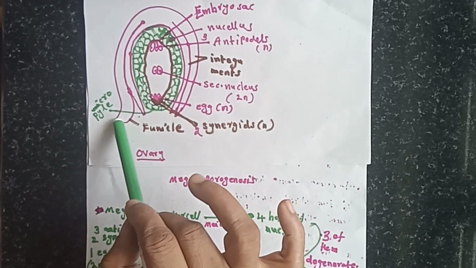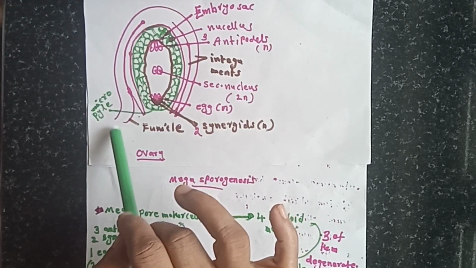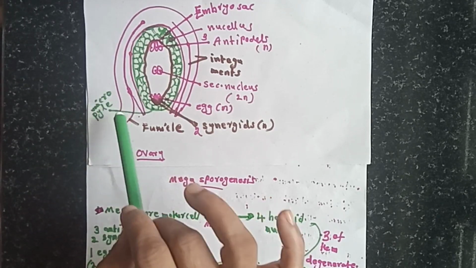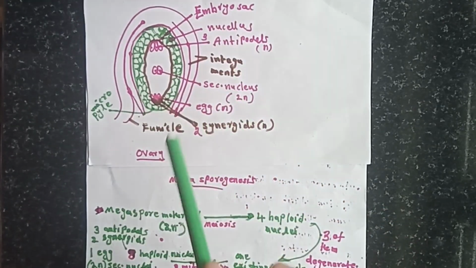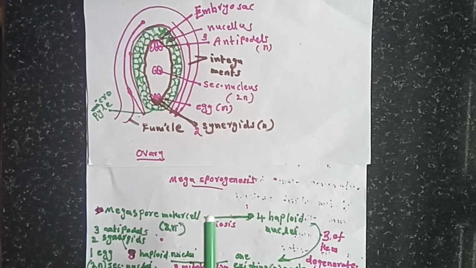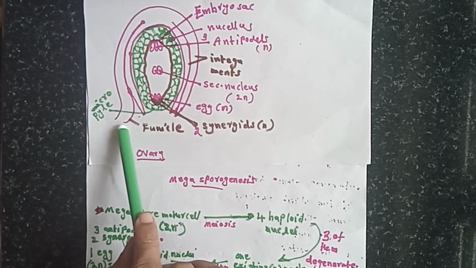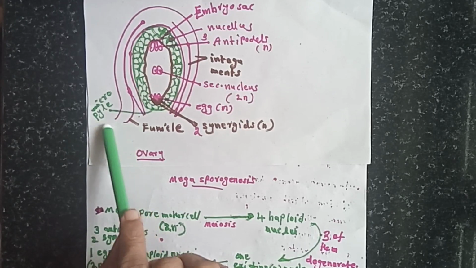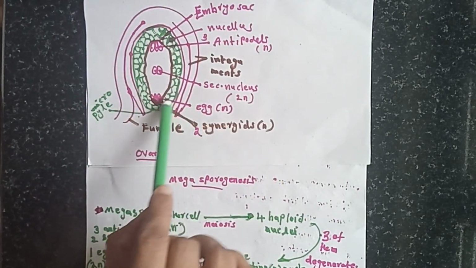Then this is the funicle attached to a fleshy part. The ovary contains 1 or more ovules, integumented megasporangia. Ovules develop on the placenta. Here is the placenta, and the funicle is attached to the placental tissue. This is the single ovule.